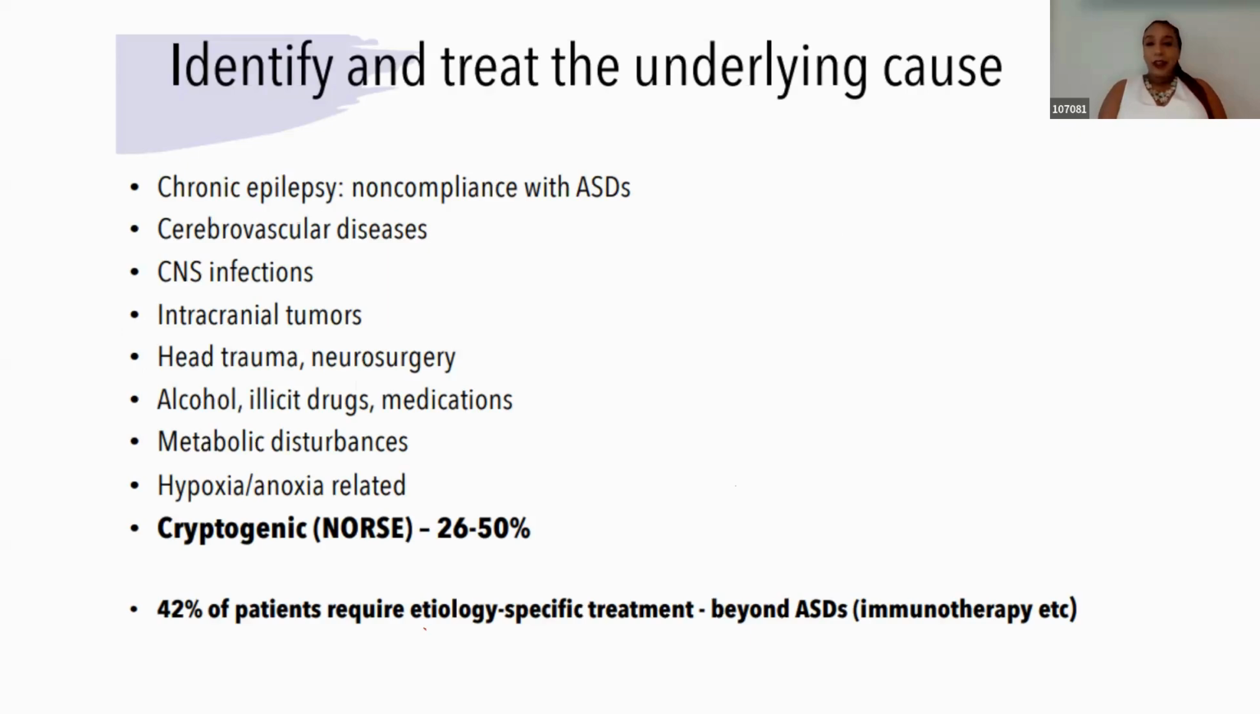So identify and treat the underlying cause. That's always key, right? If someone is having a seizure and they already have a history of epilepsy and they're on anti-seizure medications, I think the first thing is, hey, how often are you taking your medication? Have you missed any doses? Get levels if you can.